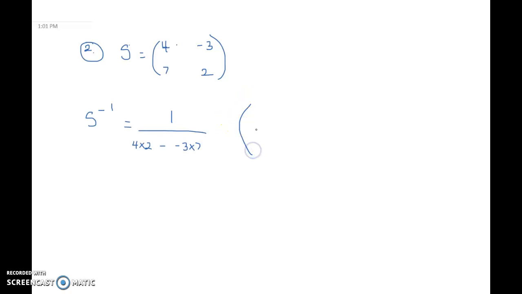And across here now we're going to switch around our numbers. So the 2 comes here, the 4 comes here. So the first diagonal, the two numbers switch. For the next two numbers, write them back. That -3 is going to become +3. You have to change the sign of the numbers. And then the +7 becomes -7. And let's simplify down here. 4 by 2 is 8. Take away, -3 by 7 is -21.